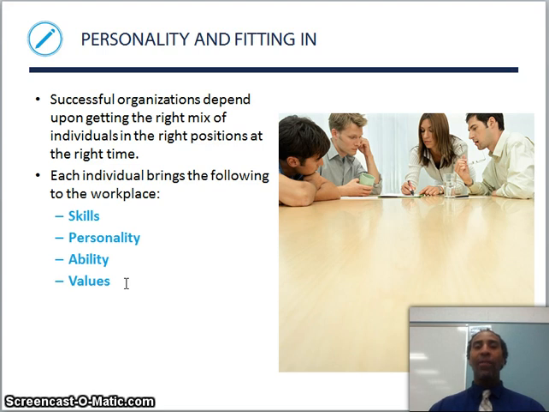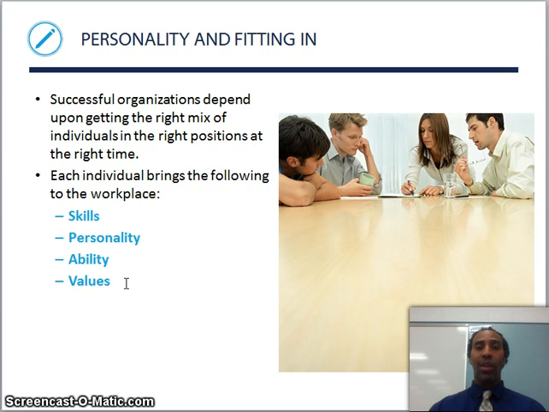So personality and fitting in. We often don't fit in, whether it be in a social group or in a group of individuals at work, but sometimes people just don't fit in. Successful organizations depend upon getting the right mix of individuals in the right positions at the right time. Each individual brings the following to the workplace.